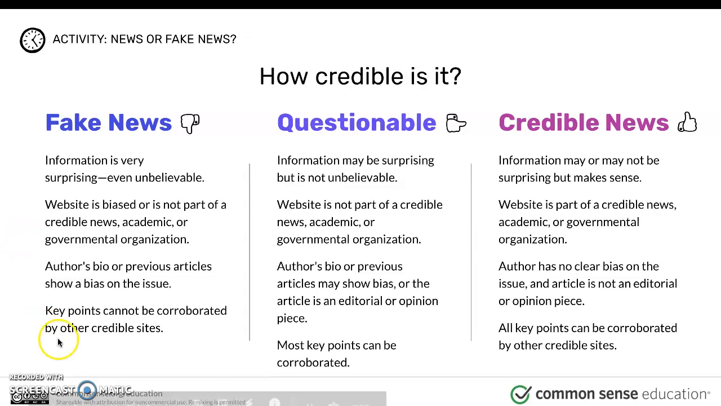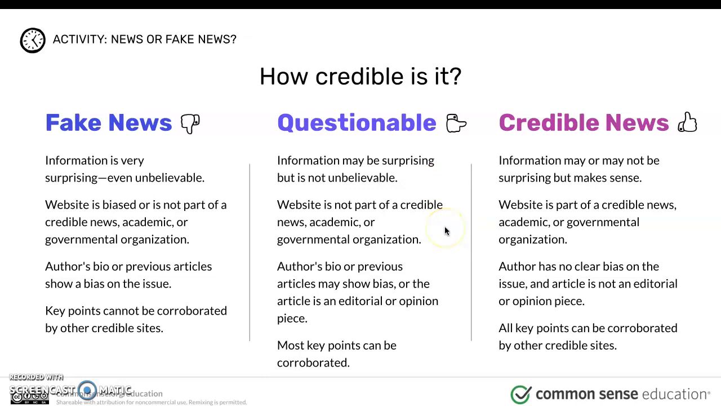And if key points cannot be corroborated by other credible sites. So if they're the only one saying that one fact, then that may be a red flag to show you that it's fake news. There are going to be some sites that may seem questionable to you, and that's when it would be a good idea to reach out to an adult or to a friend to see what they think. And that's when the information may be surprising, but it's not completely unbelievable. Like you may think, oh, that could happen. Like I could see why they're saying that.